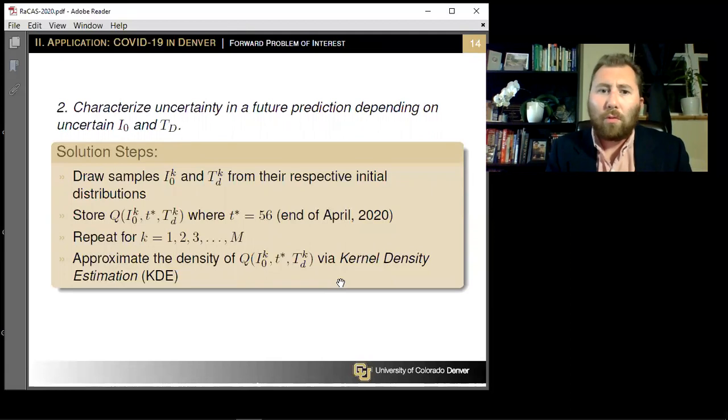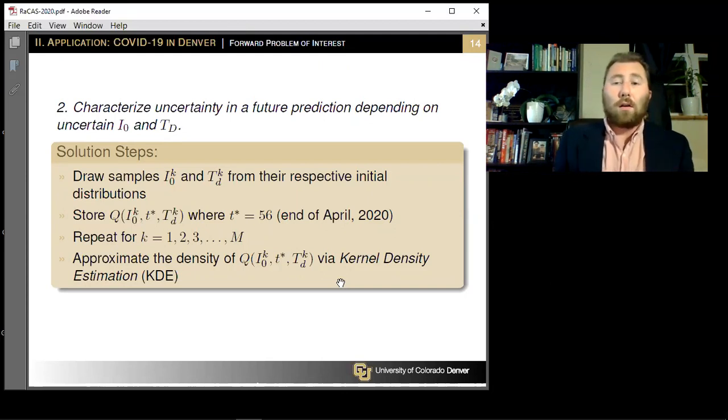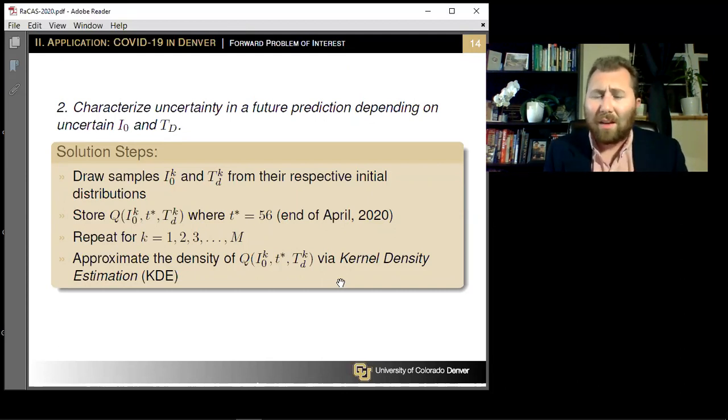How do you solve this forward problem? We'll still draw a bunch of samples of I naught and T double, but this time I'm going to store some specific values of the actual map evaluated at a future prediction of T star, which is going to be 56 days. That's actually the end of April. So that's a prediction for a couple of days into the future from now.